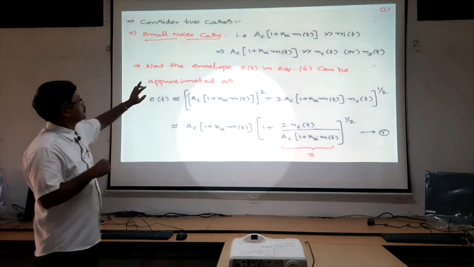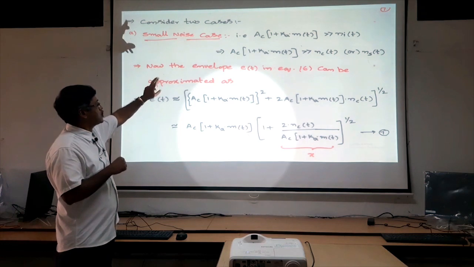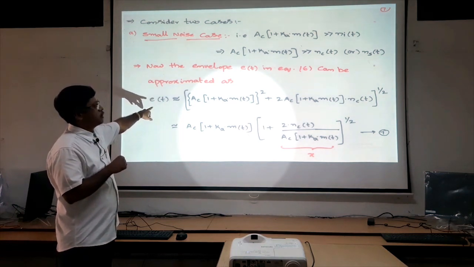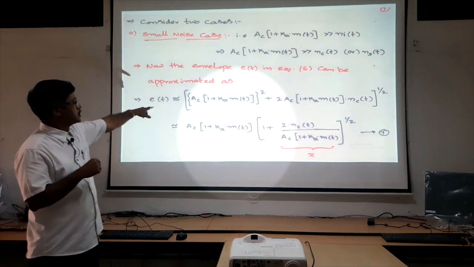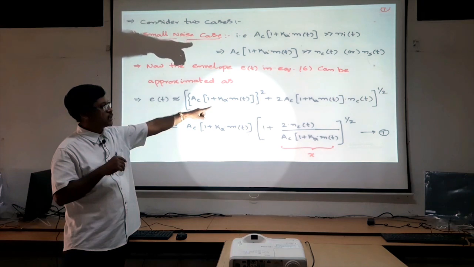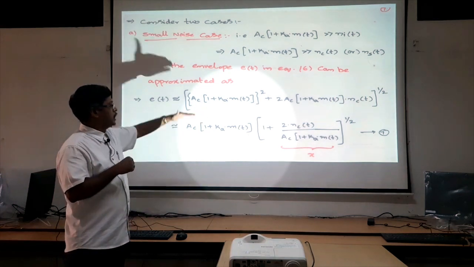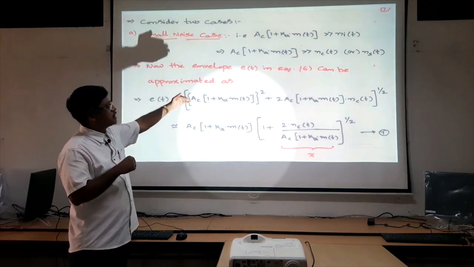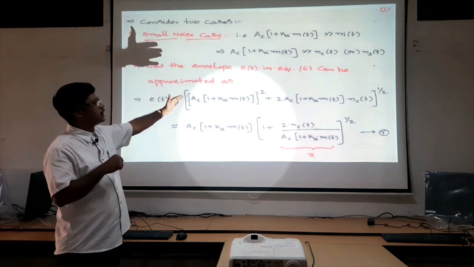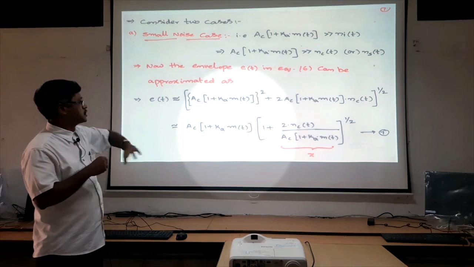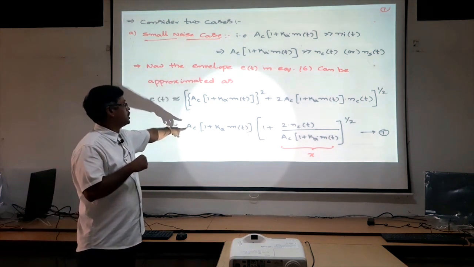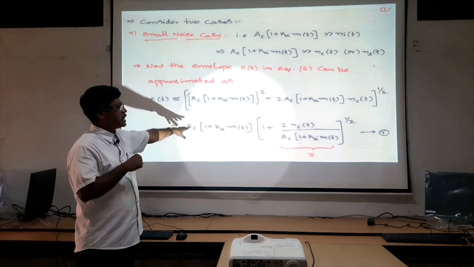From that approximation for the small noise case, let us redefine the envelope of the envelope detector, that is Ac into (1 + k m(t)) whole square plus 2 Ac (1 + k m(t)) into Nc(t). Here, when noise is small, the other two components will disappear. That means we can neglect the other noise components. Now from this equation, take Ac into (1 + k m(t)) as a common parameter.